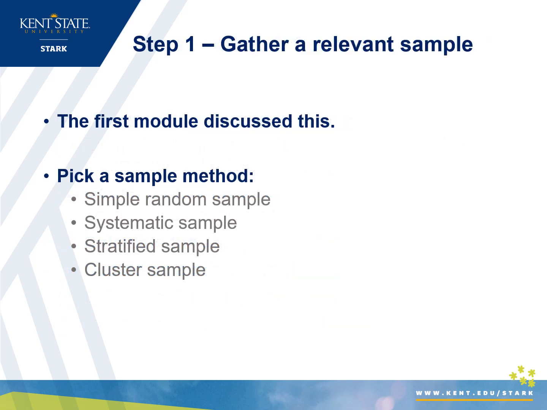Step 1. Gather a relevant sample. The first module in the course discussed this in more detail, so just a brief reminder: you want a method that gives a representative sample. Options here would include a simple random sample, a systematic sample, a stratified sample, or a cluster sample. Which is best definitely depends on the situation and the cost of administering whatever sample it is.